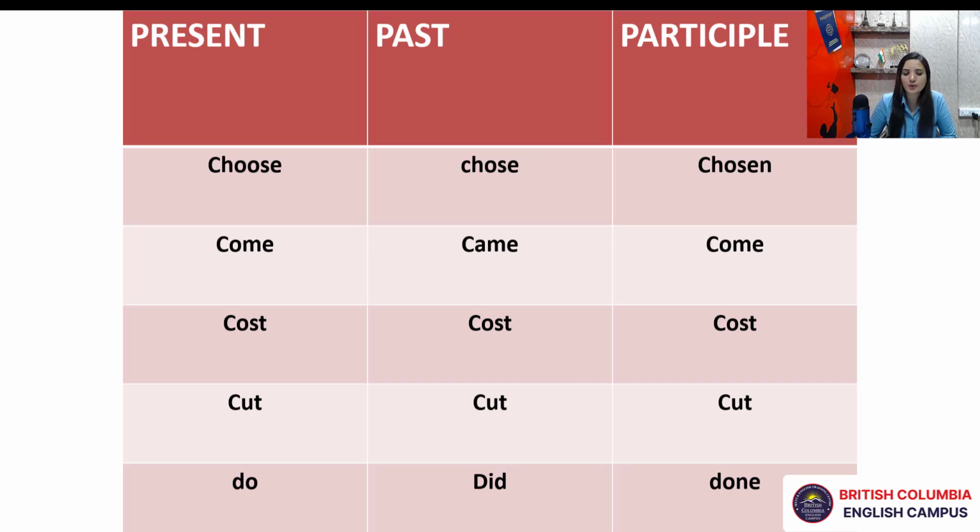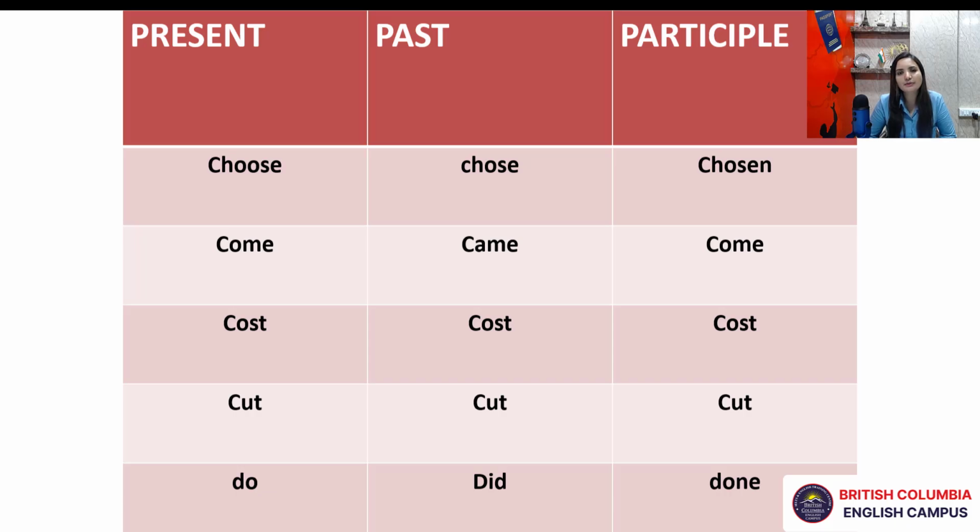So the next verb is come. Let's curate a sentence onto this. I would love to come to work every day. I repeat, I love to come to work every day. And the past form of this verb is came. I came to work yesterday. I repeat, I came to work yesterday.